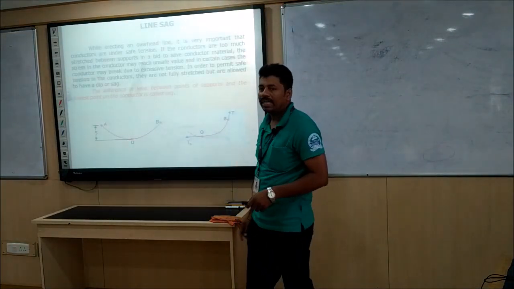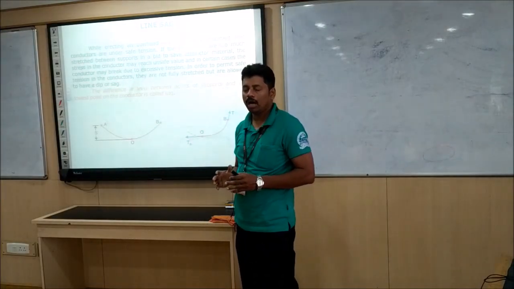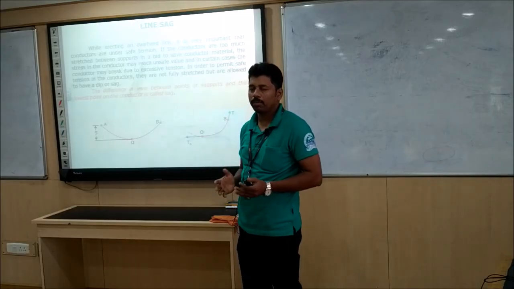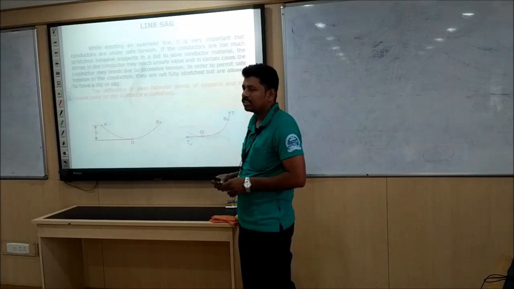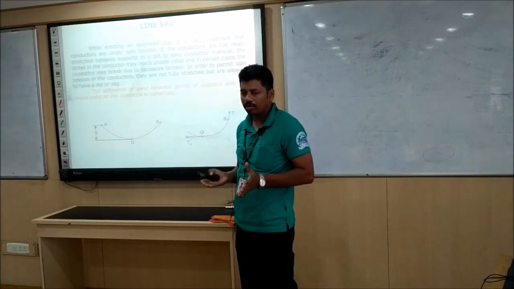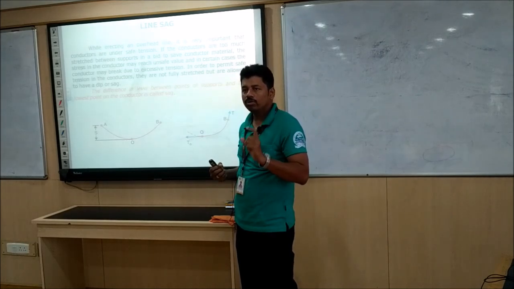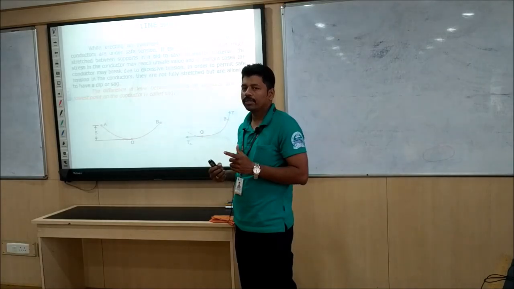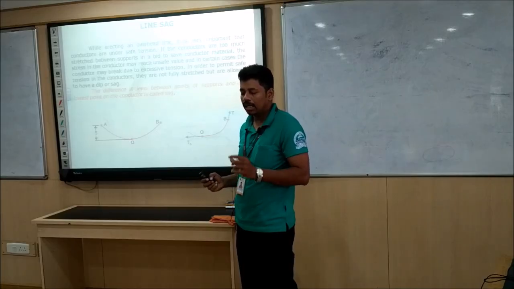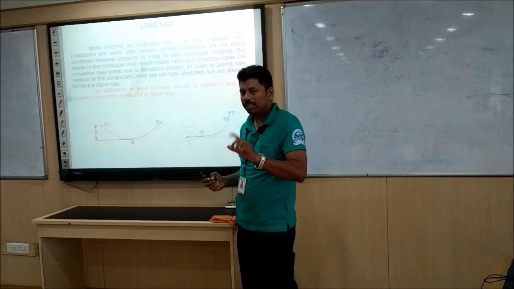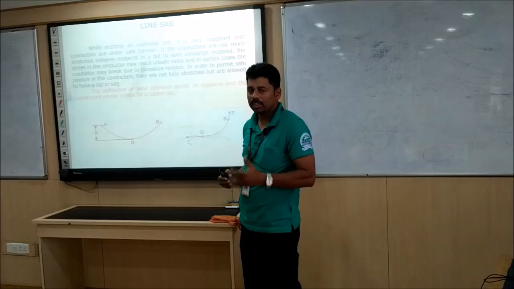Coming to the line sag. While erecting an overhead line, this is only to be calculated for an overhead line. It is not applicable for cables. While erecting an overhead line, it is very important that the conductors are under safe tension. Why do we have to calculate the sag in particular? Sometimes you stretch the conductor to reduce the sag or to reduce the amount of conductor required for a particular transmission line length. If you stretch the conductor, the sag will be less, but the tension will be more. Sag and tension are inversely proportional.